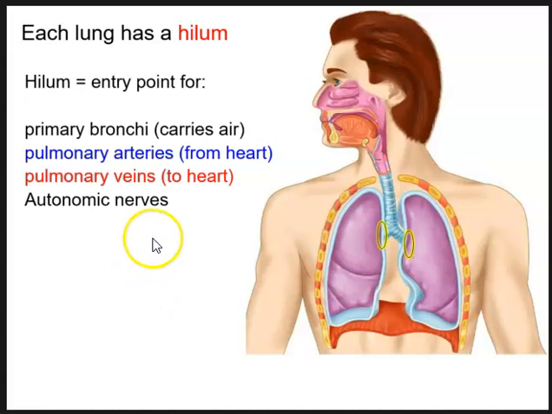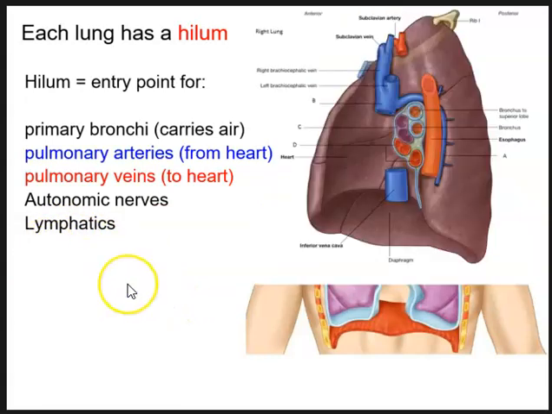Also within the hilum is the entry point for autonomic nerves, so nerves of the sympathetic and parasympathetic nervous system. And we also have lymphatics, our lymph vessels. So this picture shows the hilum of the lung, where we see vessels entering and exiting the lung. This is located medially.